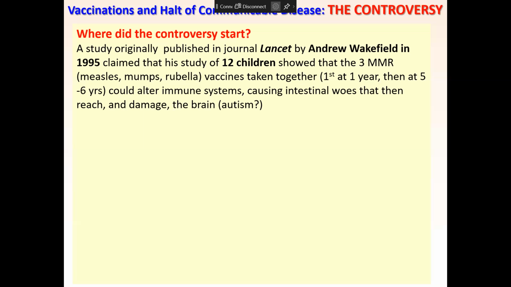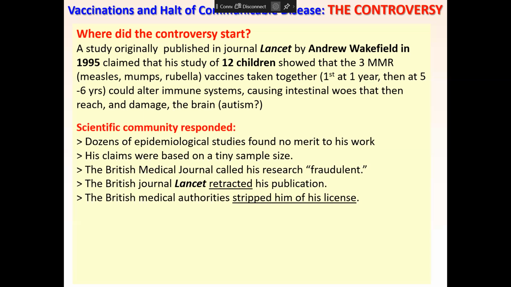He wasn't studying autism. We don't even know what causes autism. He didn't know what causes autism. And so this is very wild speculation. But anyway, the scientific community did what the scientific community does. They look at the data, they think about it, they look at the sources, they think about what the projections from the study were and replicate them. So dozens of epidemiological studies found no merit to his work. They tried to replicate what he did and they could not find it at all.